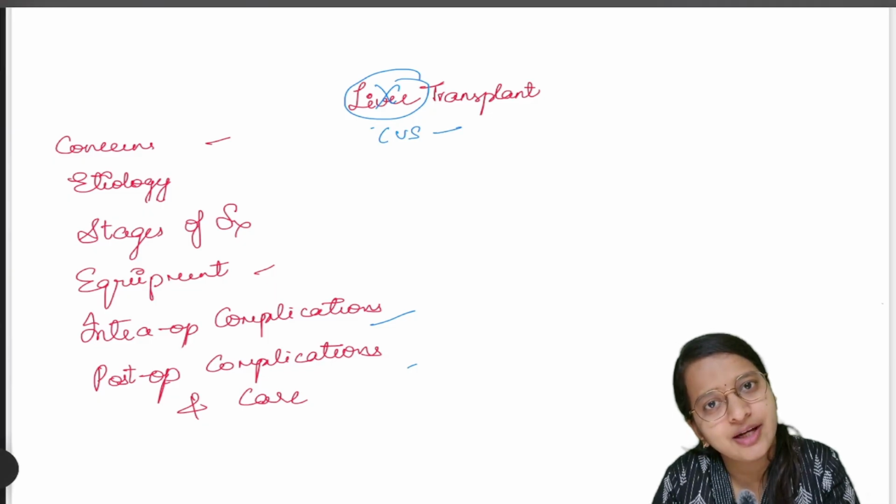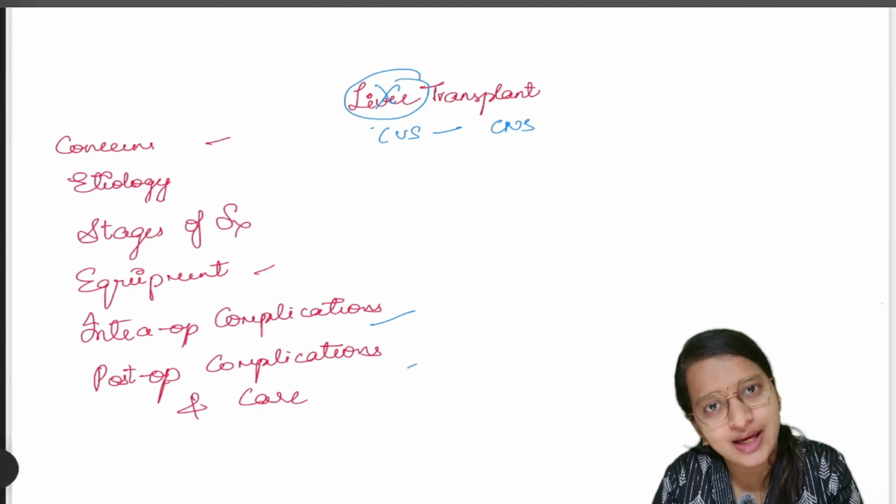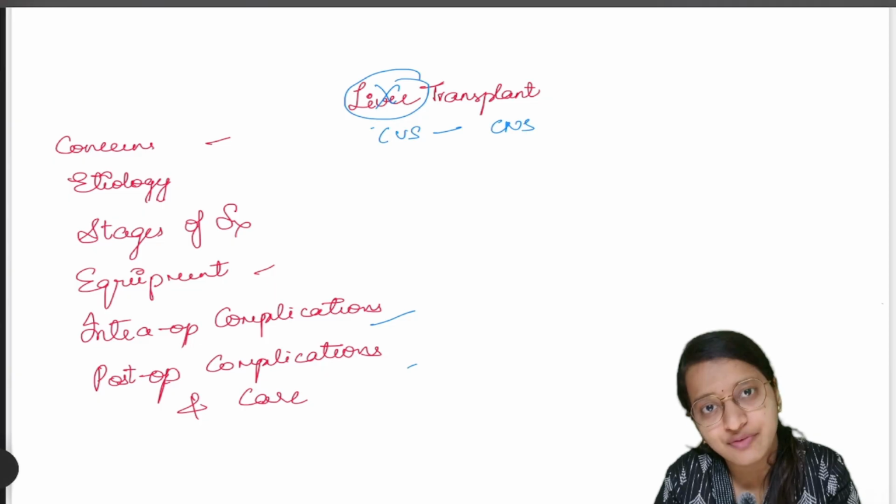CVS system is affected in the form of systolic and diastolic dysfunction. There might be decreased BP, increased cardiac output. Coming to CNS, the patient might be in hepatic encephalopathy or cerebral edema. So we have to diagnose and prevent those.